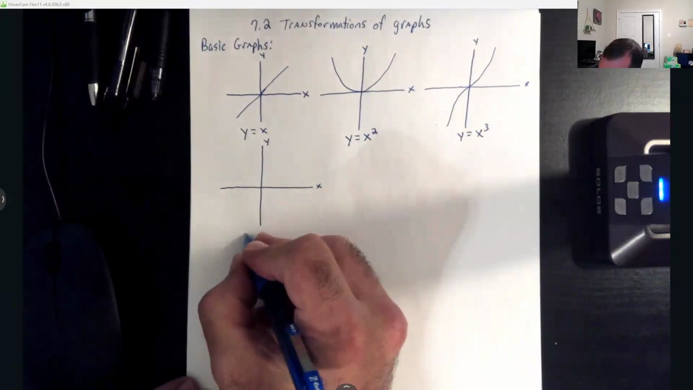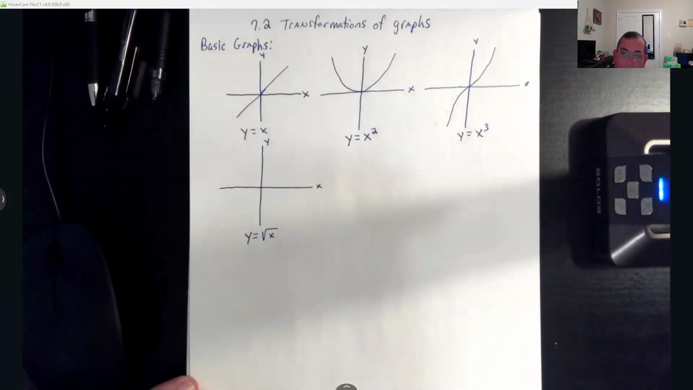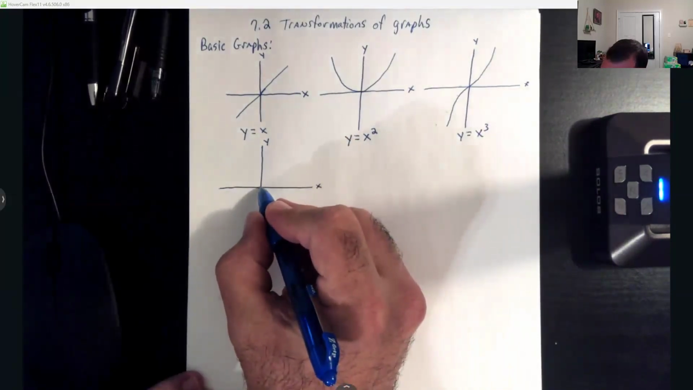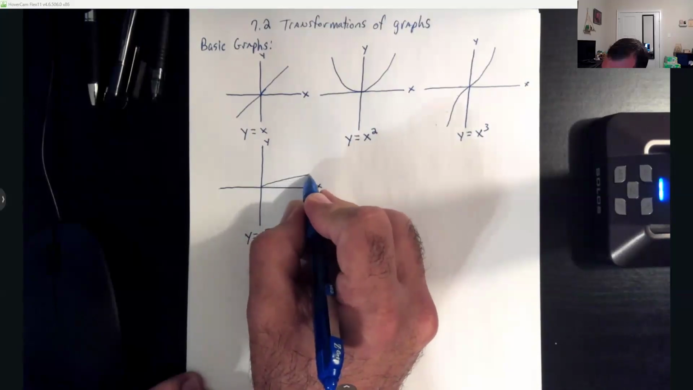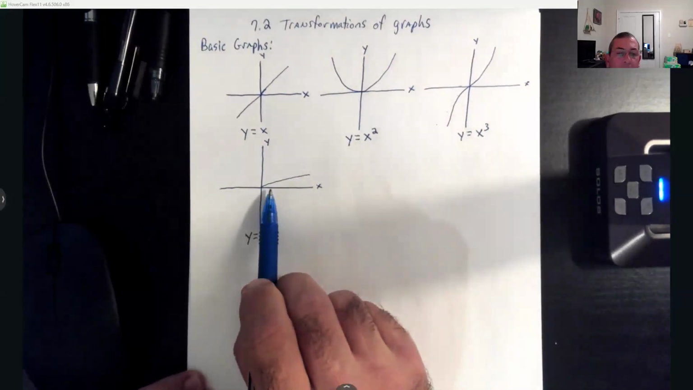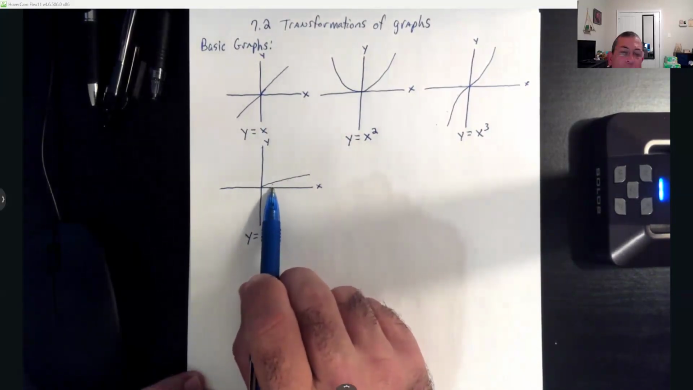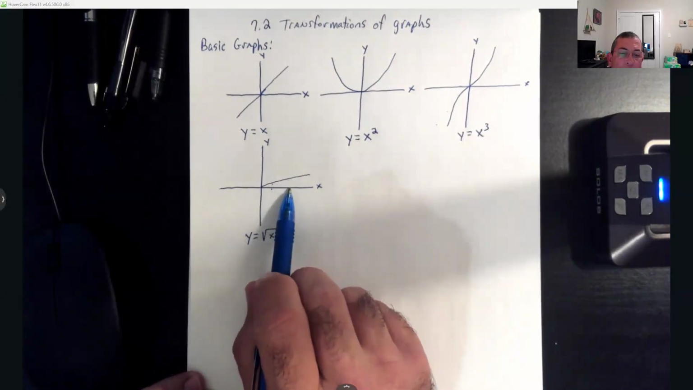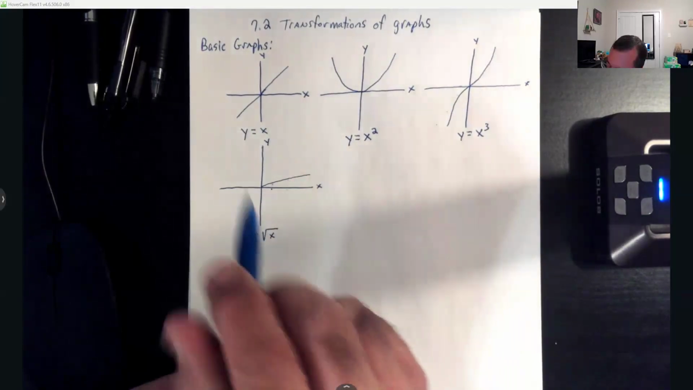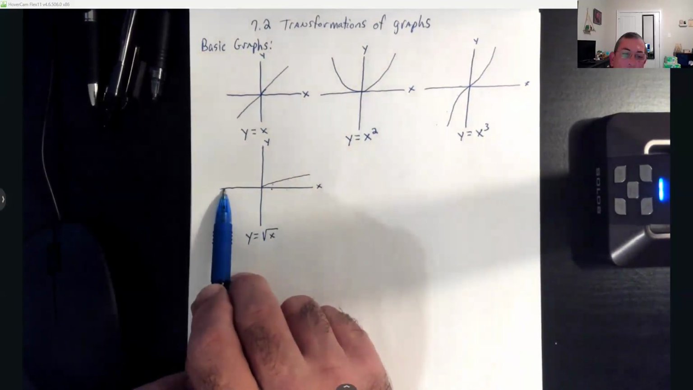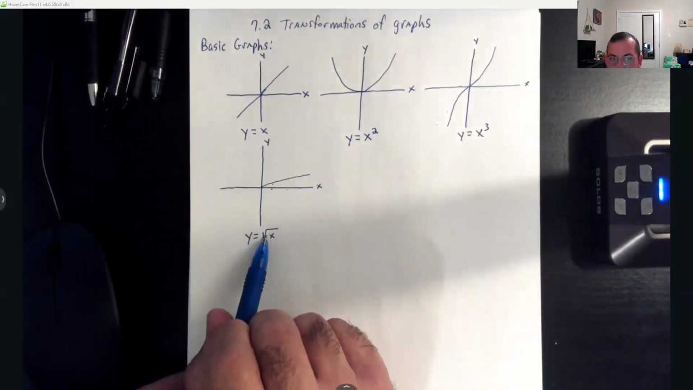This will be the square root graph. Y equals the square root of x. Now this graph starts at the origin and slowly goes uphill to the right. So the square root of one is one, the square root of four is two. So it doesn't go real fast uphill to the right. Now it's not on the left side of the y-axis because we cannot take square roots of negative numbers, okay?